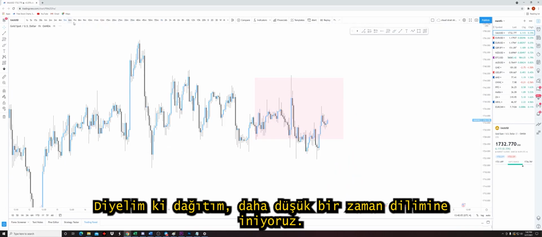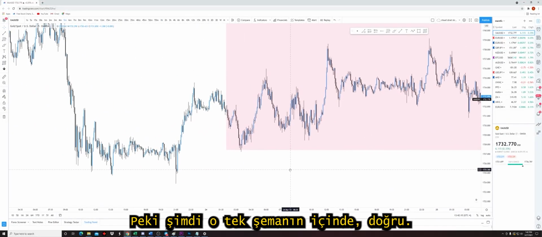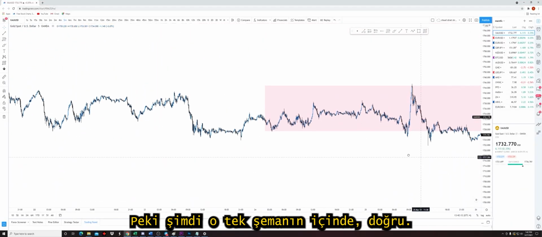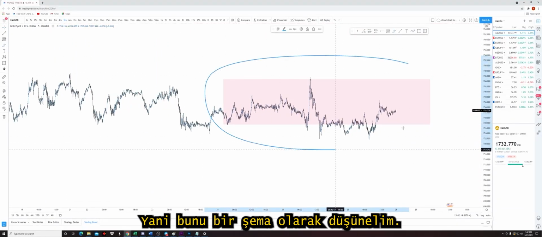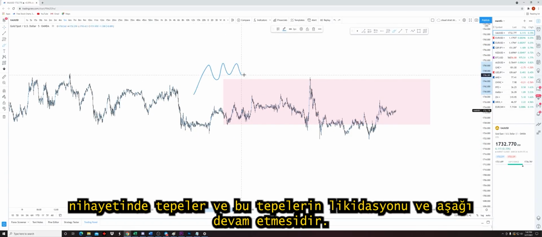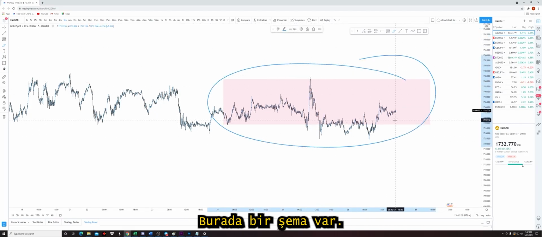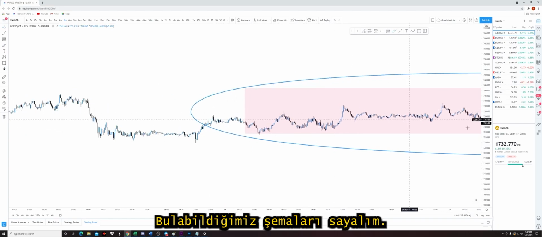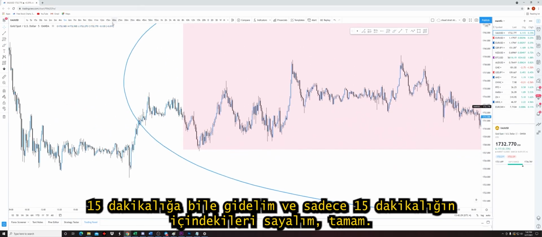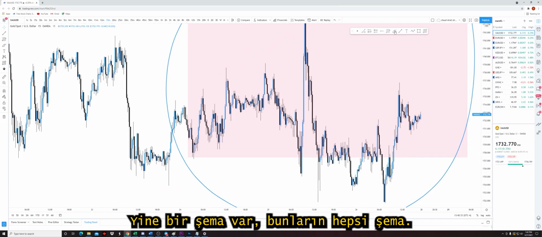We get down to a lower time frame, and all of a sudden, what do you notice about that overall area? Well, now, inside of that one schematic, let's just consider this. Here's a schematic. So again, remember, a schematic so far, without us labeling anything, which we'll go over in the next subsection, is ultimately highs and liquidations of those highs and continuations down. That's what we're getting here. There's a schematic here. That's schematic 1. Let's count the schematics we can find. Let's go to even a 15-minute and just count them inside of this 15-minute. There's again, schematic where? All these are schematics, just so you know.